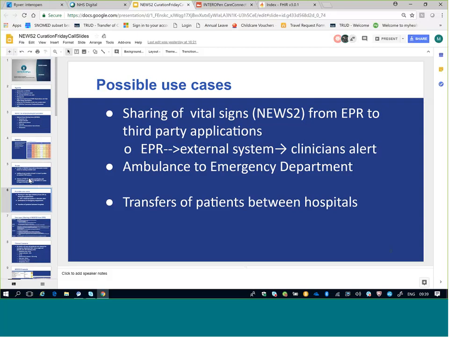Other use cases we have is ambulance to emergency departments. Again, that's a separate new work commission, and we'll be considering that as part of that new work commission, how NEWS2 fits into the overall workflow of ambulance staff doing a handover to the emergency department. And the final is transfer of patients between hospitals, for which at the moment we have no new work commission, but I think our view is that this is best considered as the overall holistic use case and how NEWS2 fits into it.